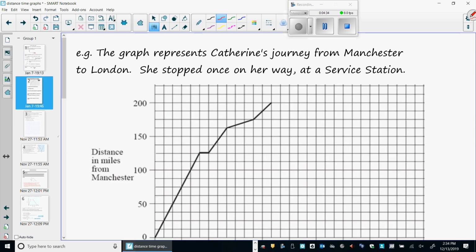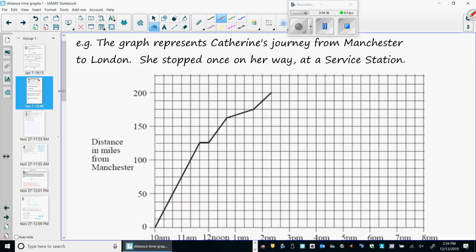Let's have a look at this graph here. So this graph represents Catherine's journey from Manchester to London. Okay? She stopped once on her way at the service station. If you are not sure what a service station is, does it matter? No. Okay?